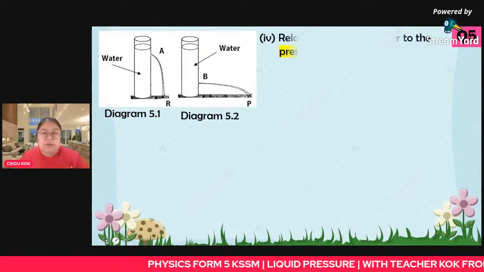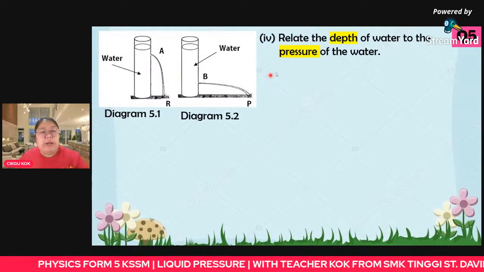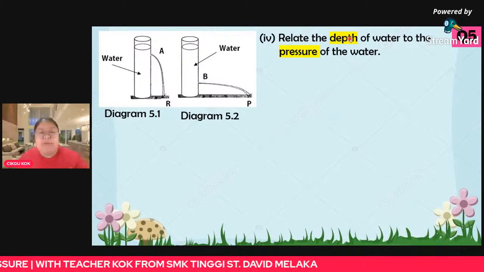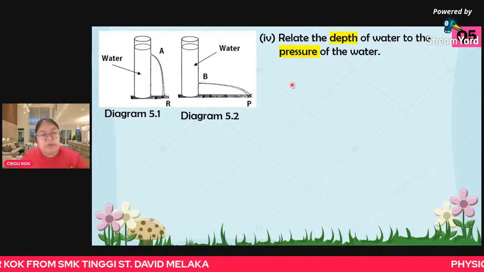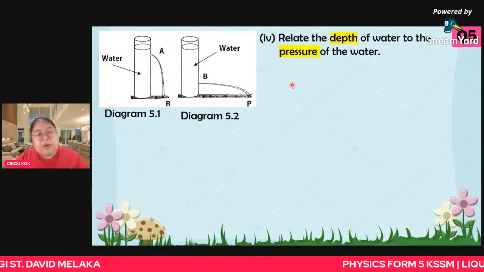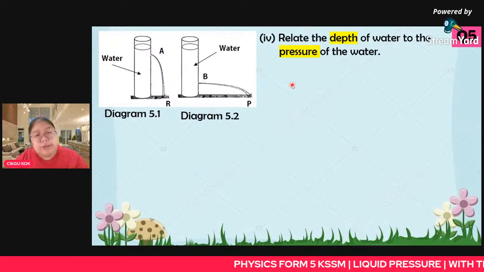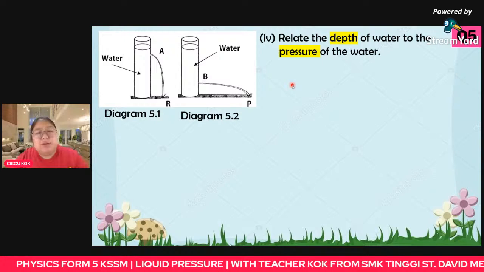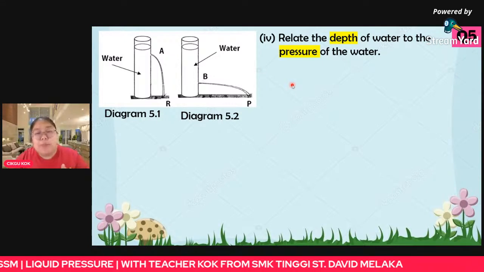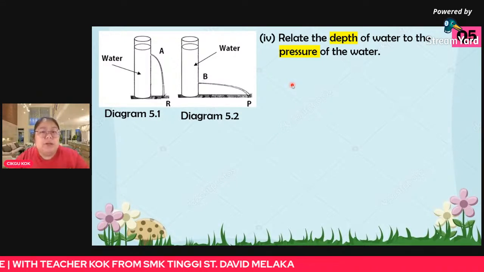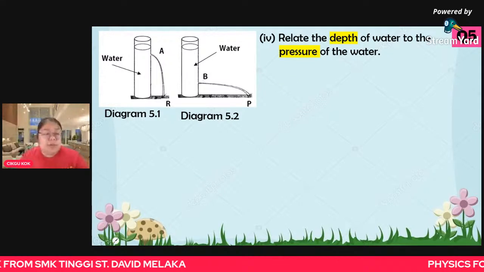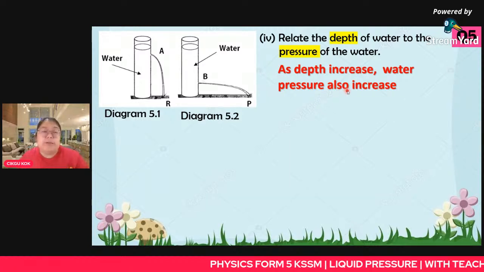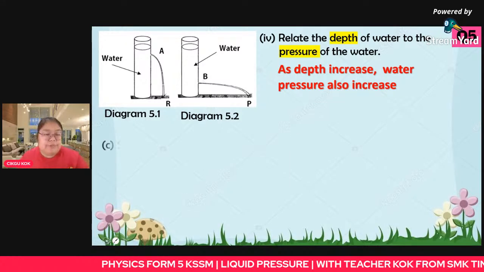Then we continue to another relationship. Relate the depth of the water to the pressure of the water. From here, depth is still the manipulated variable, and pressure is the responding variable. So we still answer with the depth first. When the depth increases, pressure also increases. You also can write directly proportional, but you need to write in a full sentence: the depth of the water is directly proportional to the pressure. You can write using these terms. So from here, as the depth increases, water pressure also increases. So this one is a relationship.